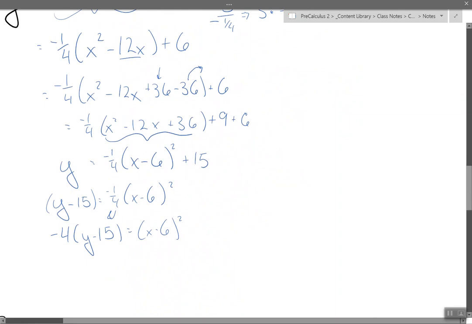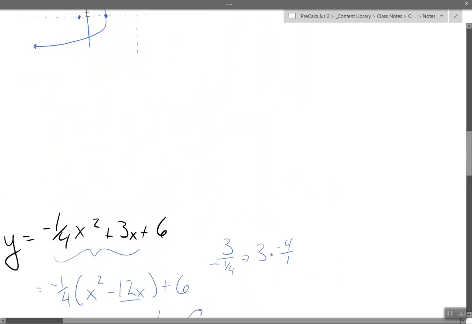h is the quantity with x, opposite sign, so with x minus 6, h is positive 6. k is the number with y, but the opposite sign, so 15. And p is the coefficient over here divided by 4. Don't forget to divide by 4. So negative 4 divided by 4, p is equal to negative 1. From there, we can do everything else that we need. The vertex is (h, k), so it is (6, 15).